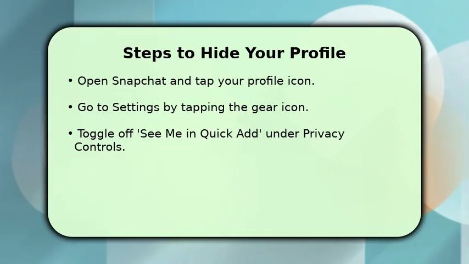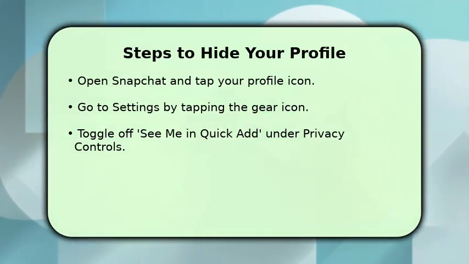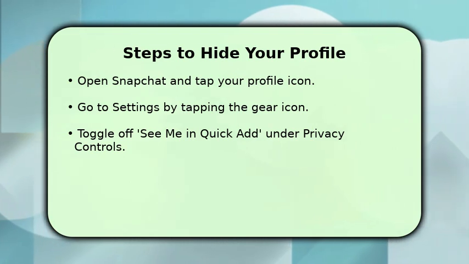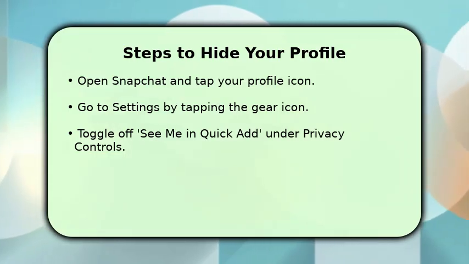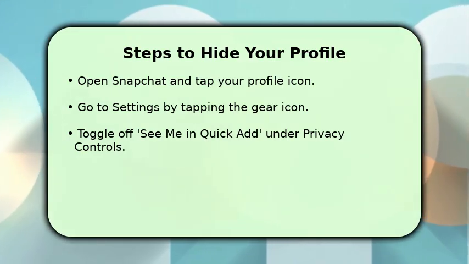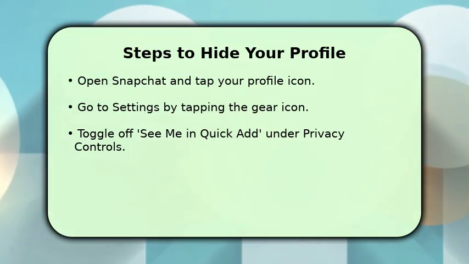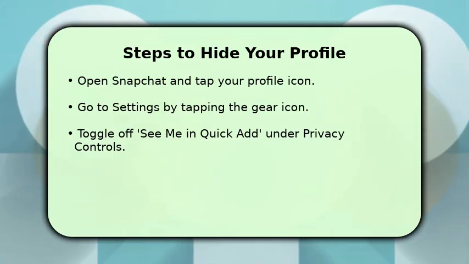To hide your profile from Quick Add, start by opening the Snapchat app. Tap your profile icon in the top left corner of the screen. Next, tap the gear icon in the top right to access your settings. Scroll down to the Privacy Controls section and select See Me in Quick Add. Simply uncheck or toggle off this option. It may take up to 72 hours for this change to fully take effect.